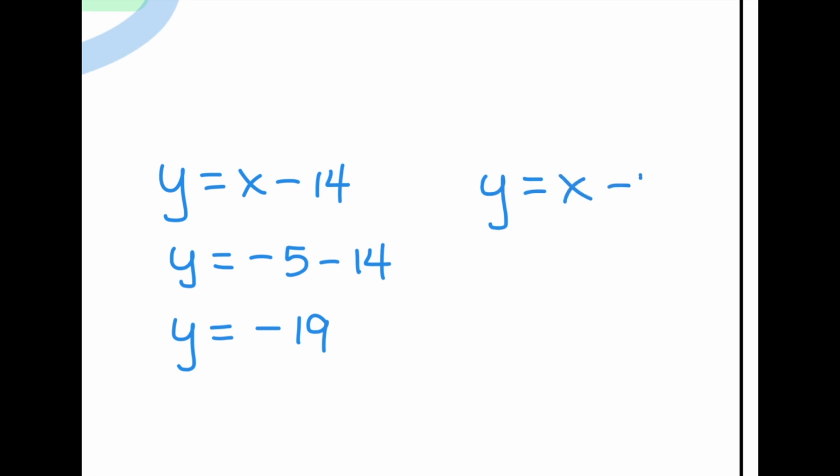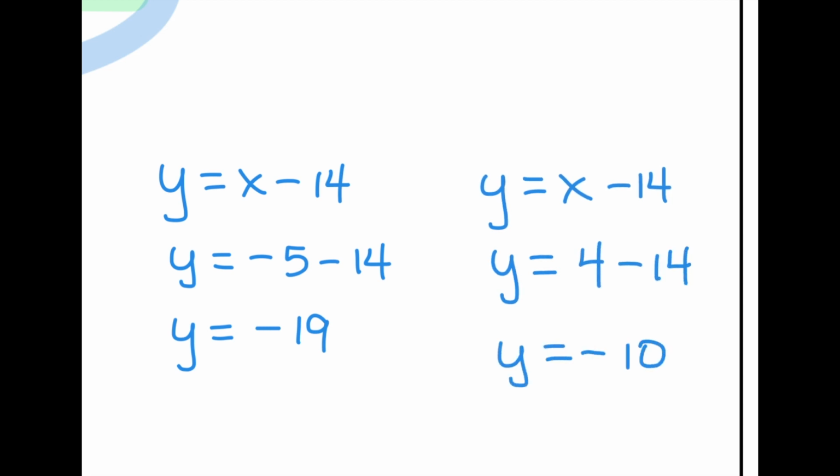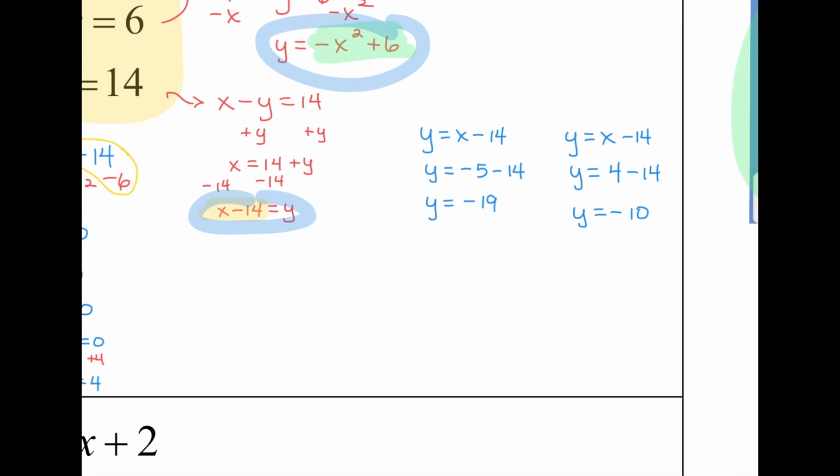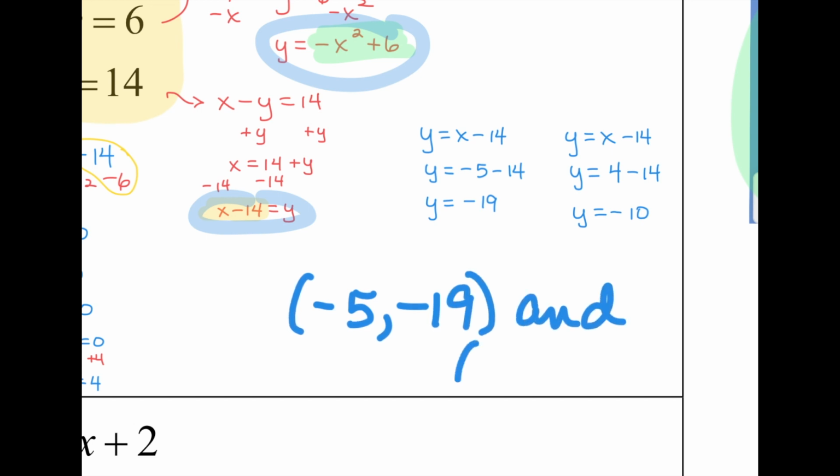y equals x minus 14 for the other solution. y equals positive 4 minus 14, and that's going to be negative 10. And so your two solutions for this question are negative 5, negative 19, and 4, negative 10.